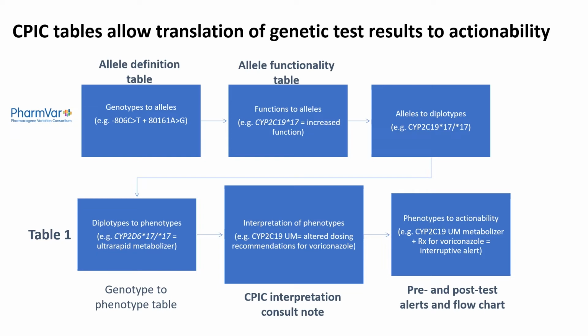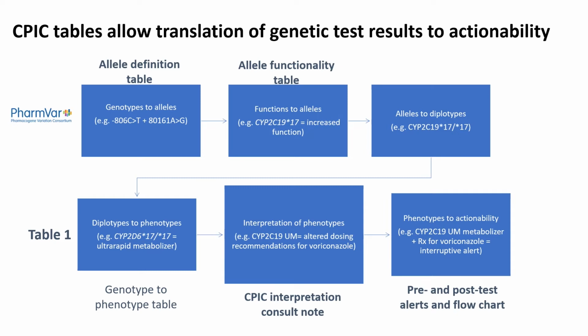Another huge part, and this is on CPIC, is the allele functionality table. So the next step is we assign function to those alleles. This is very important because it's really the combination of the function of the alleles that then defines that phenotype, and I'll show you that example in a minute. And of course, everybody's got 2 copies, so you have the CYP2C19 star 17 star 17, so we know what their diplotype is. Then you translate that to the phenotype, and then it really is that phenotype that we write the recommendation around.